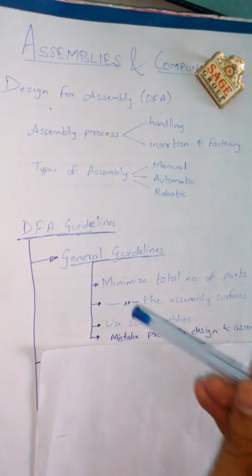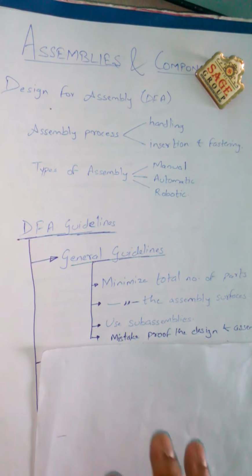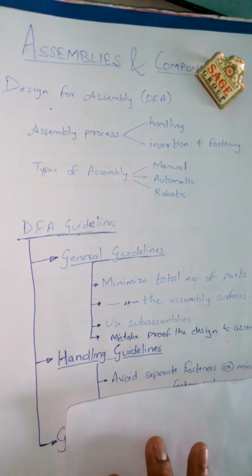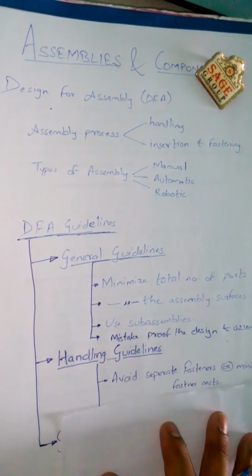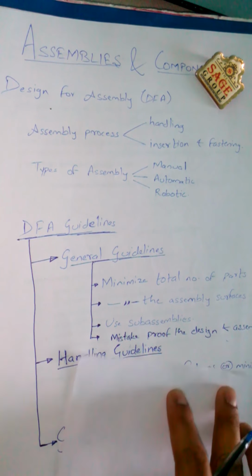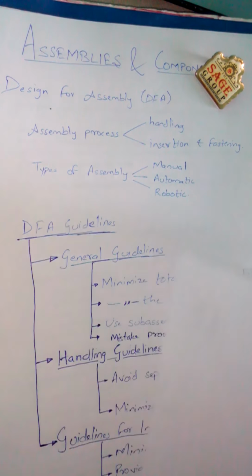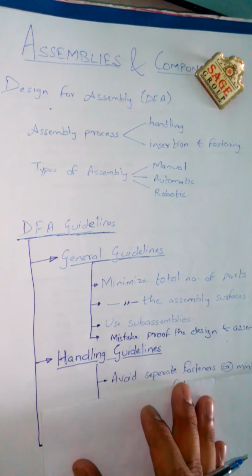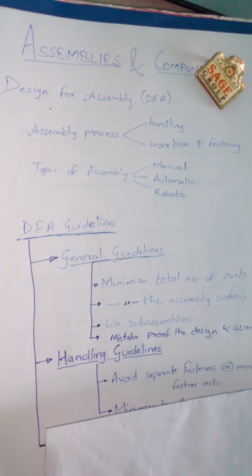Alright, so these were the general guidelines. Now let's talk about the guidelines for handling. The first point in this is to avoid separate fasteners or minimize fastener cost. Now, fasteners may amount to only 5% of the material cost of the product, but the labor they require for proper handling in the assembly can reach 75% of the assembly cost. So the use of screws in assembly is expensive and snap fits should be used whenever possible.